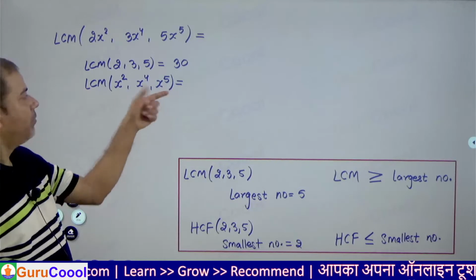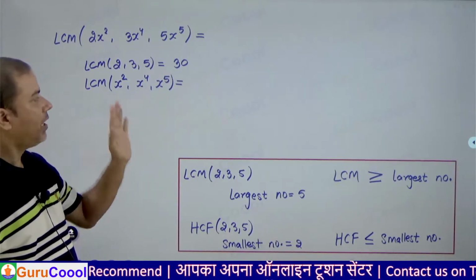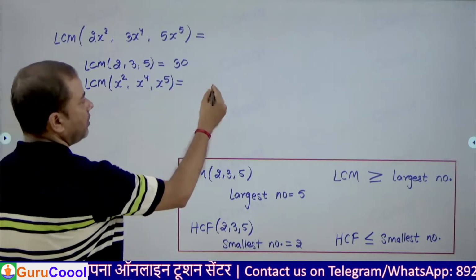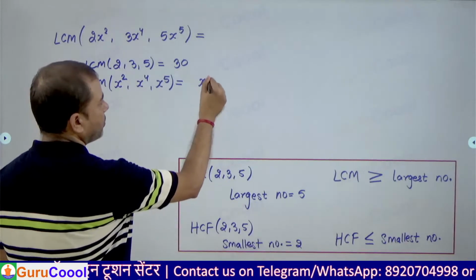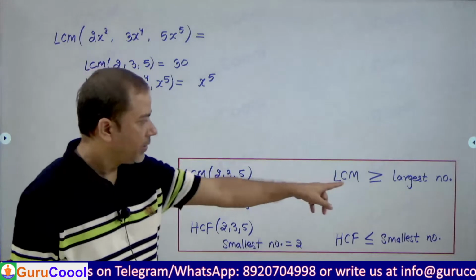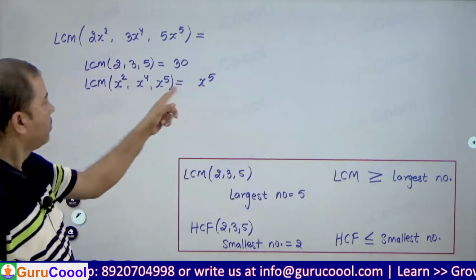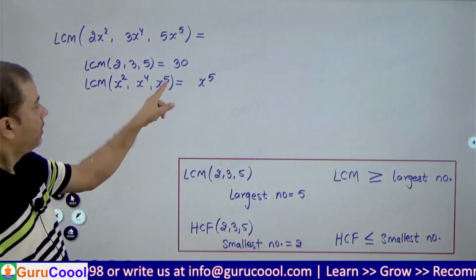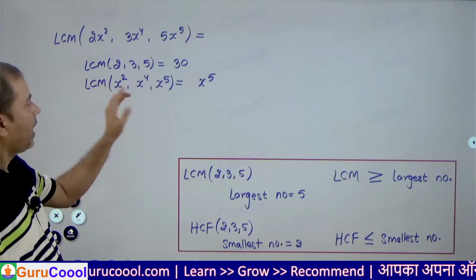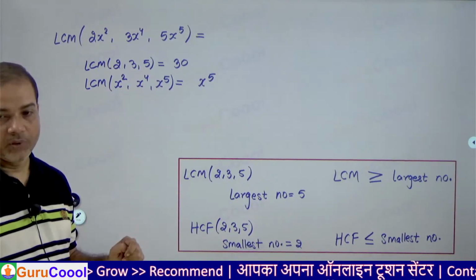So LCM of these variables cannot have lesser power than 5. LCM is always taken with the highest power. So this is the LCM. As we know, LCM is always greater or equal, never smaller. So find out the largest power, 5 is there. So LCM cannot have the power lesser than 5. Got it?